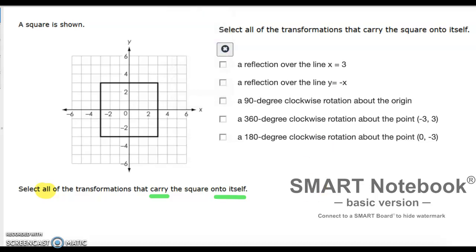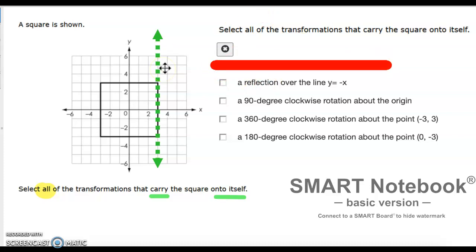The first one is a reflection over the line x equals 3. Well, x equals a number is a vertical line, so if we draw in x equals 3, this green line here, remember, in order for this green line to be a line of reflection that maps the figure onto itself, it has to be a line of symmetry for the figure. And we can see right here that this green line, x equals 3, is not a line of symmetry for the figure. It does not cut the square exactly in half. So this first choice is out.